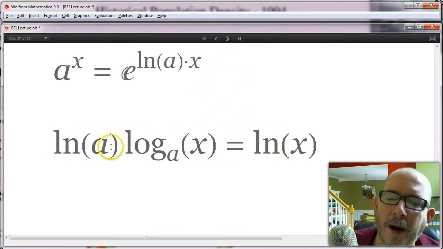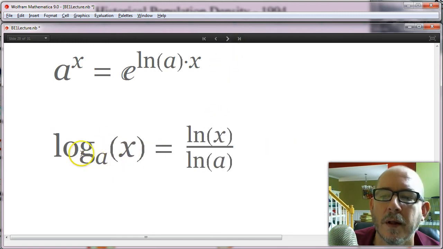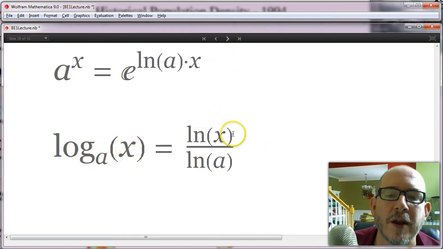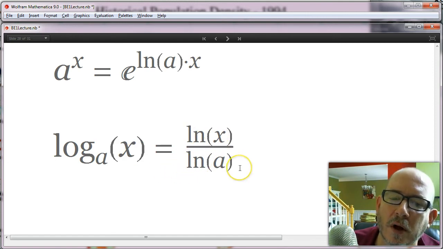Well, dividing through by this constant number, we get that the log base a of x is equal to the natural log of x over the natural log of a. That's nice. So we've got these two identities. A to the x is e to the natural log of a times x. Log base a of x is natural log of x over natural log of a.